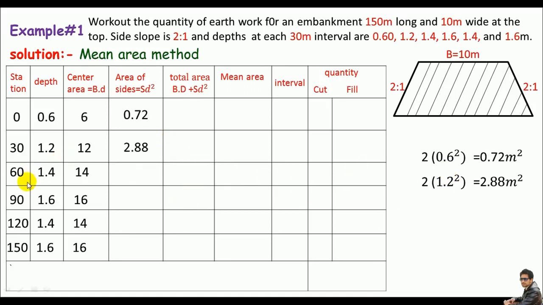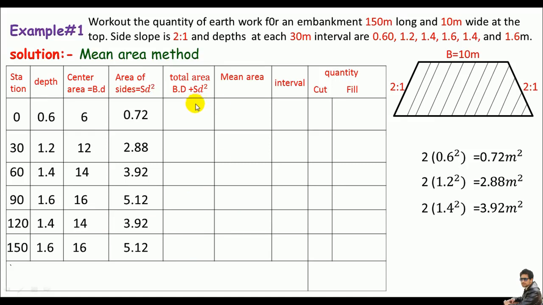And now per 60 meter change, we have of course 2 times, the 2 is just the side slope, 1.4 square, because 1.4 is just the depth at 60 meter interval. We can get of course 3.92 square meter. I'll just plug this value over here in this table and do the same method for all these remaining guys.